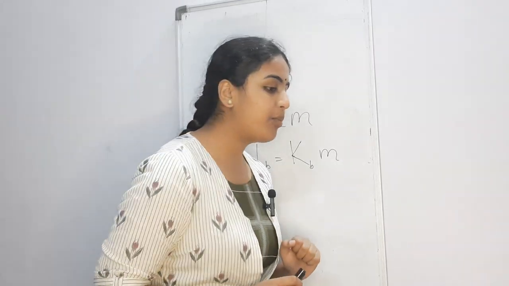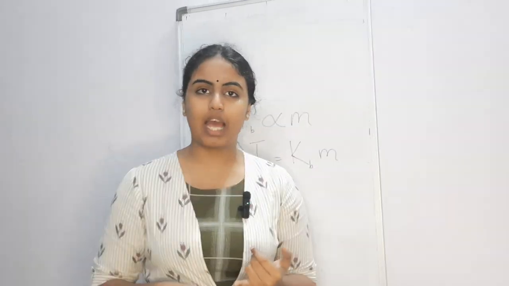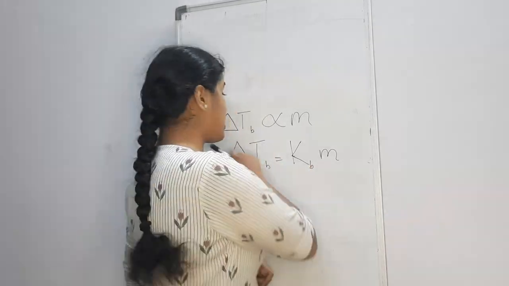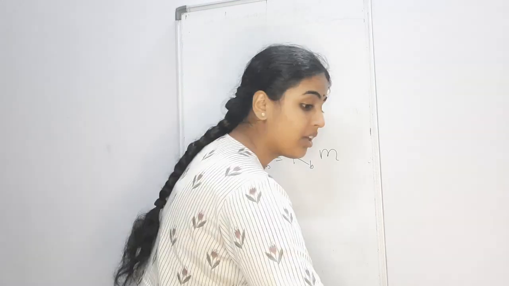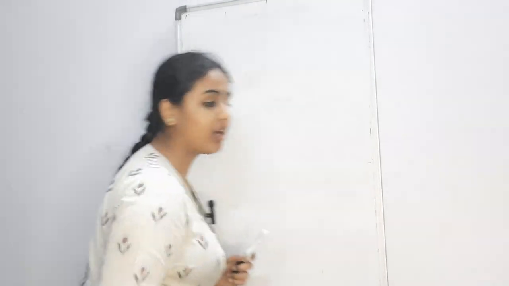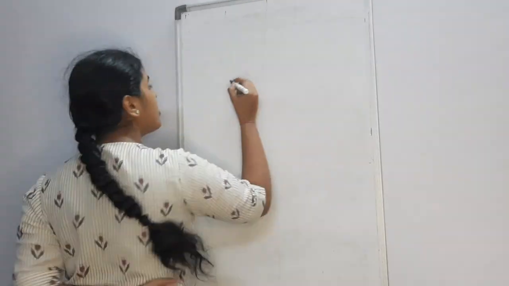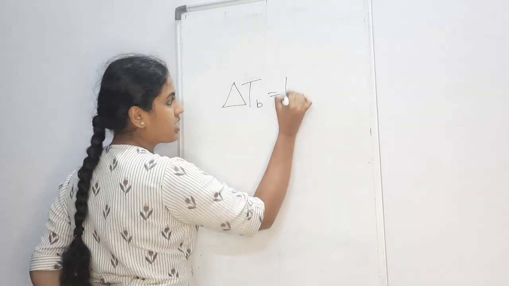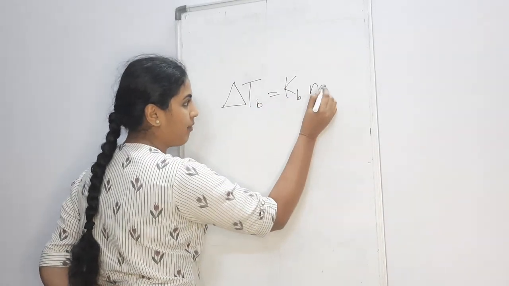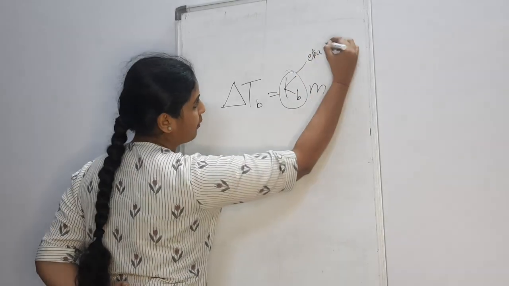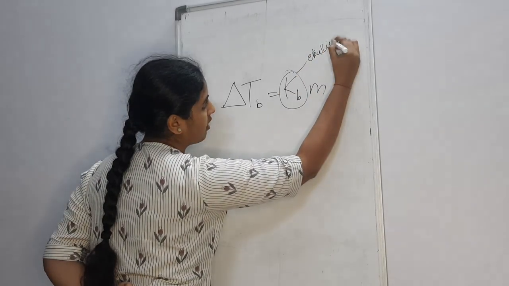Okay, so we are talking about molality, then there can be various formulas that can be created from this single formula alone. Okay, so let us talk about those formulas first, because those formulas are actually the ones that we are going to be using for our numericals. Right, so delta Tb equals Kb m. This is our ebullioscopic constant.